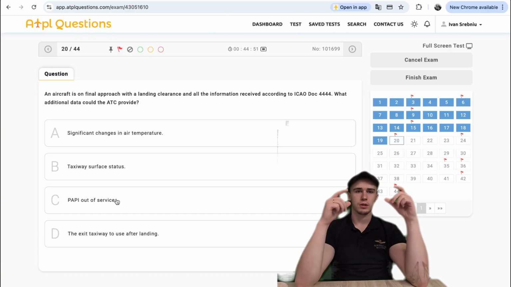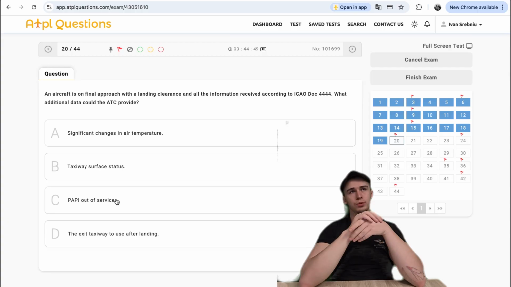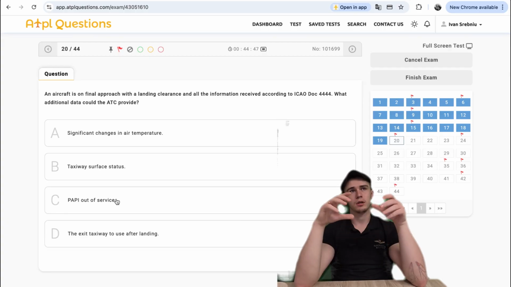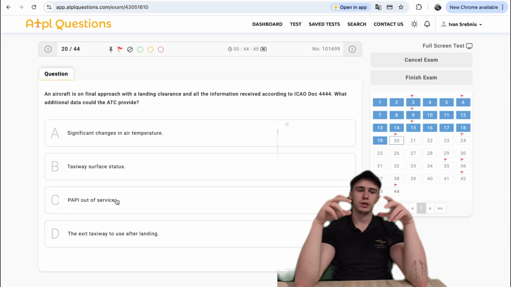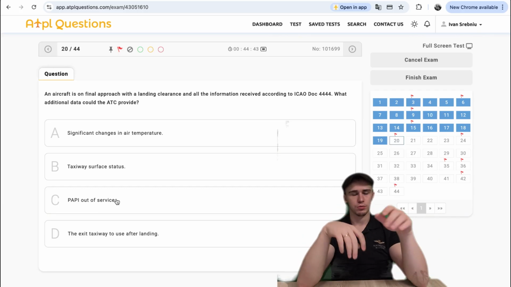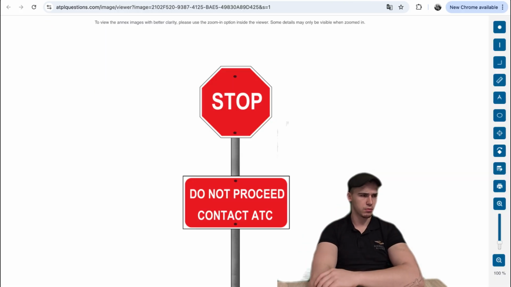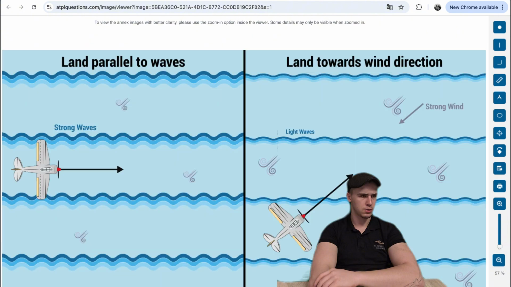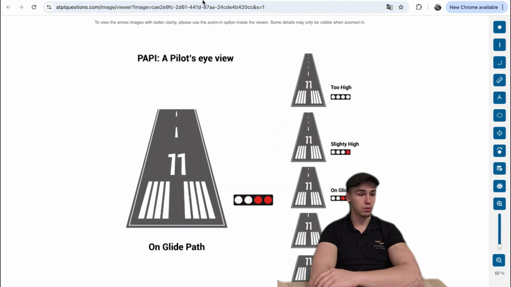PAPI lights, it's when they show you a correct glide path with white and red. After the test I will show you. Or maybe I have it here. Oh yeah, there is PAPI. It's on glide path, too high, slightly high, on glide path, slightly low, too low. Just remember, it's easy to remember.